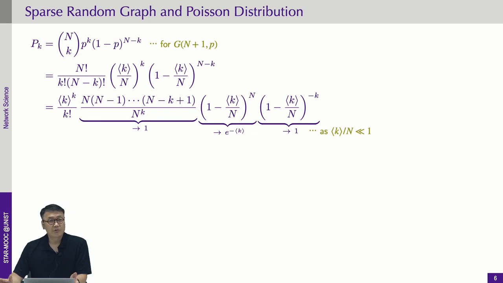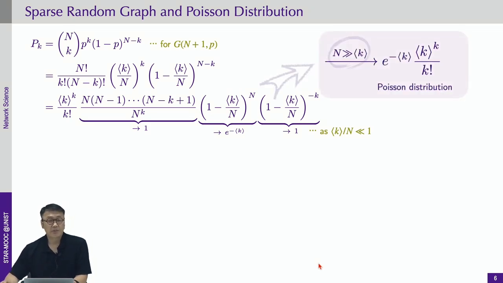As we will see down the road, most of the empirical networks are sparse, meaning that the mean degree is way less than the total number of vertices. So within this sparse regime, where the mean degree is negligibly small compared to the total number of vertices, the binomial distribution can be approximated like this. This is the celebrated Poisson distribution. Remember, this approximation is valid when the mean degree is much less than the total number of nodes.